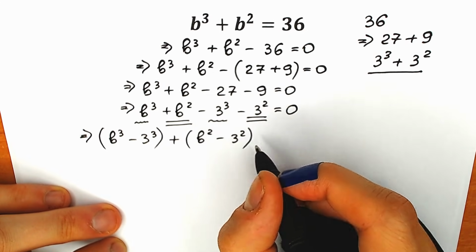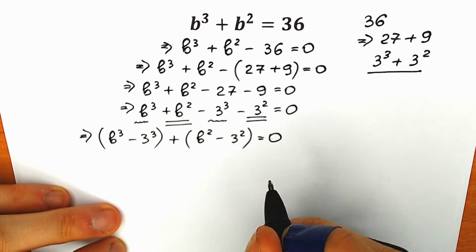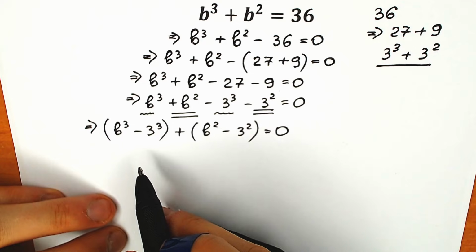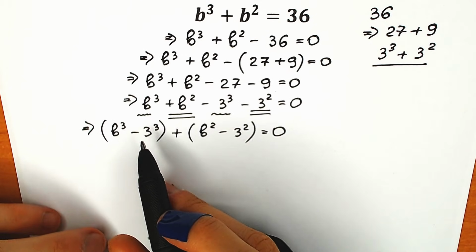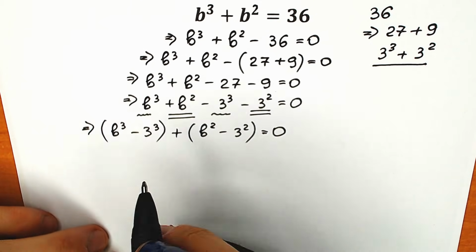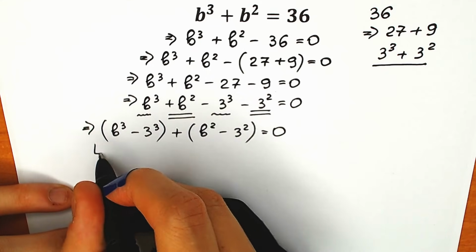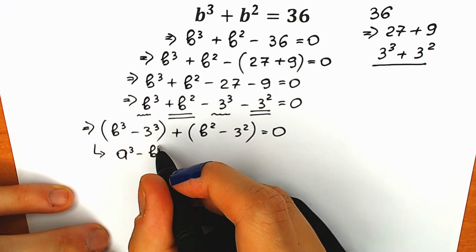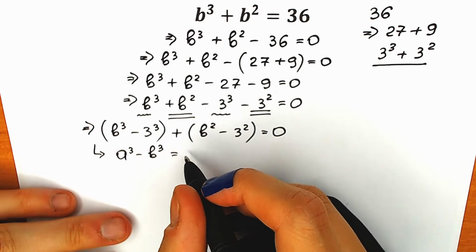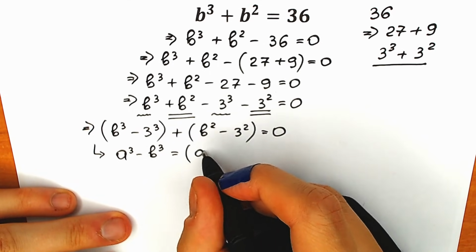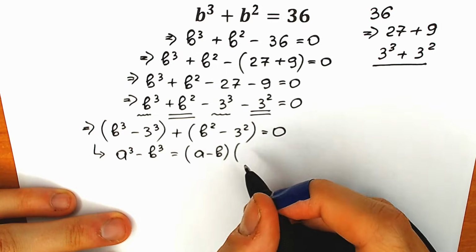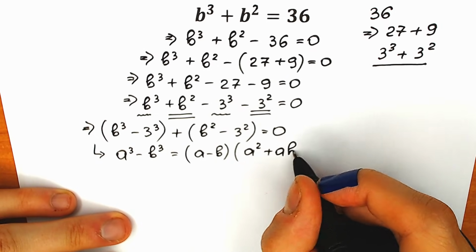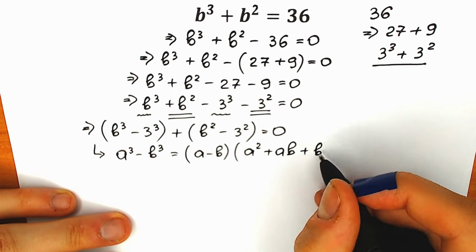And right now, let's look at this question from a different perspective. Right here in this parenthesis, we have a difference of cubes. And of course, a lot of students might have learned this formula at school: a cubed minus b cubed. So let's remember that. A cubed minus b cubed is equal to a minus b, and in another parenthesis we have a squared plus ab plus b squared.